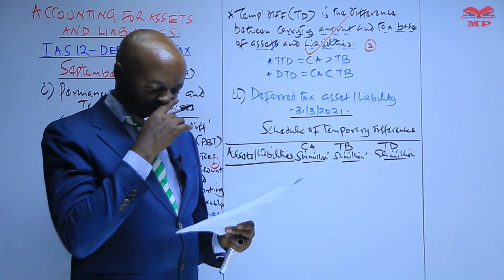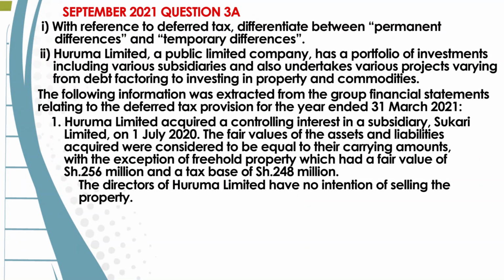net amount. So what we are told in note 1 is that Huruma Limited acquired a controlling interest in a subsidiary, Shukari Limited, on 1st of July 2020, that is within the current year. The fair value of the assets and liabilities acquired were considered to be equal to their carrying amount, with an exception of freehold property, which had a fair value of 256 million and a tax base of 248.